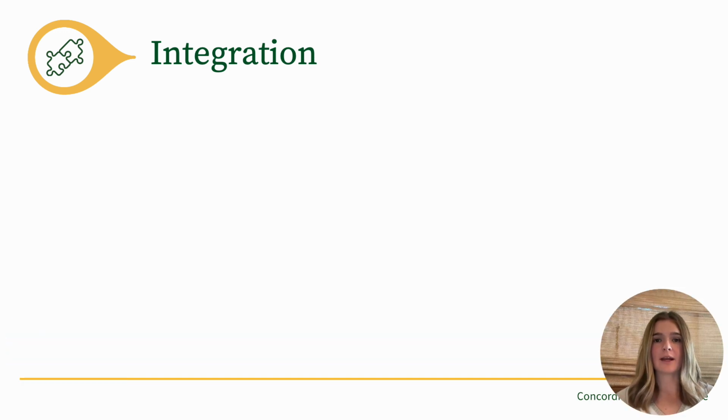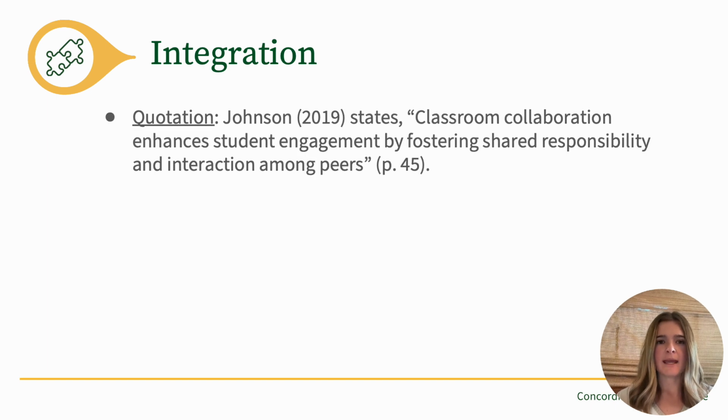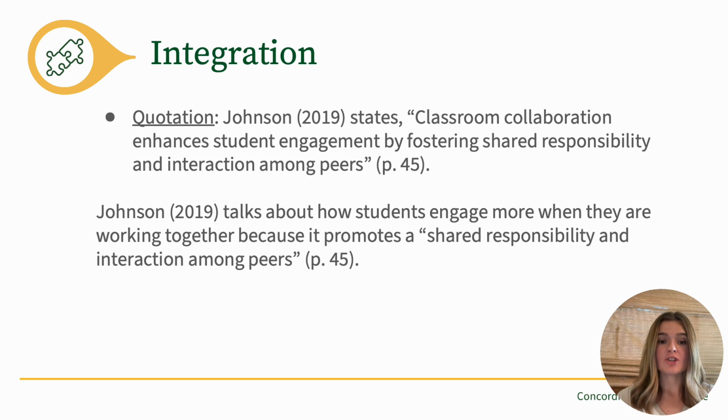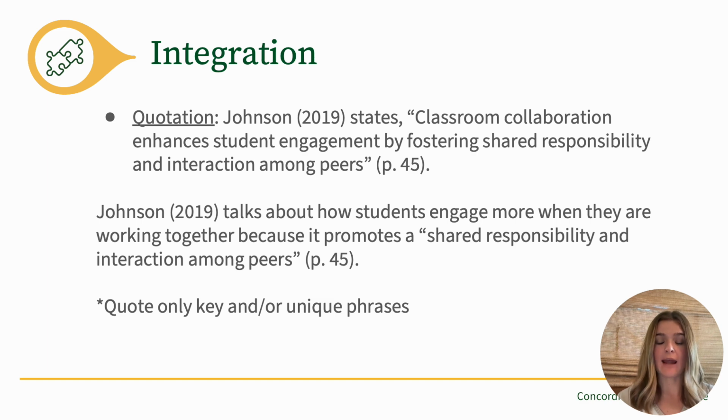Now, quoting is a way to integrate a source. However, APA style prefers paraphrasing. Paraphrasing allows you to summarize and synthesize information from 1 or more sources, focus more on the significant information, and compare and contrast relevant details. So let's look at this quote and paraphrase a part of it. Instead of quoting, "Classroom collaboration enhances student engagement by fostering," you could paraphrase that in your own words and write, "Johnson 2019 talks about how students engage more when they are working together because it promotes a, quote, shared responsibility and interaction among peers." Here, only the key and or unique phrases are quoted, and everything else is put into your own words.